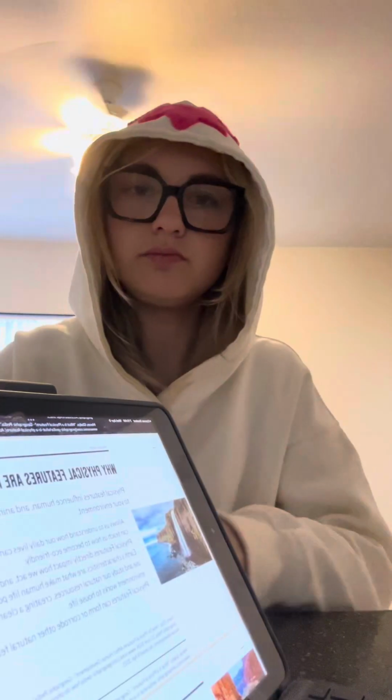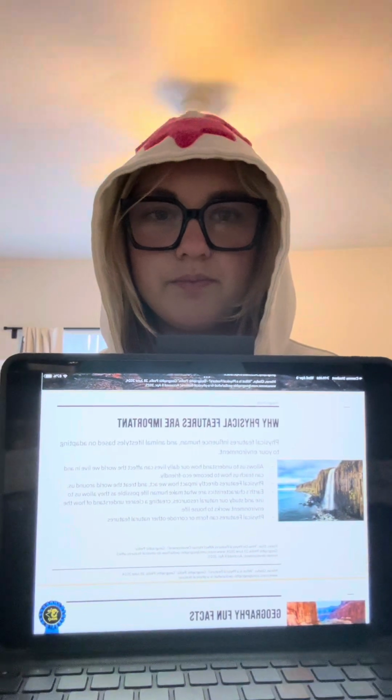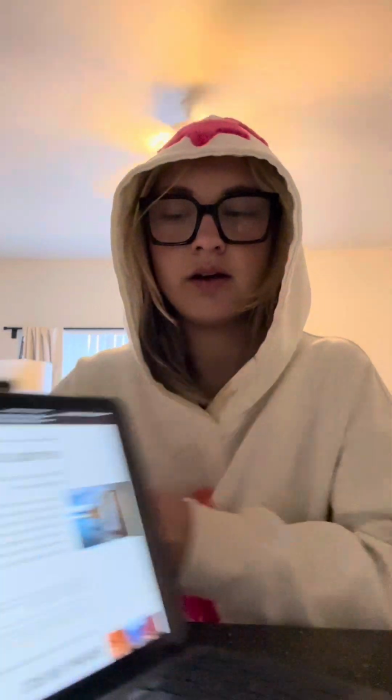Yeah. The sources that we use for those are how do physical features affect human development, as well as what is a physical feature. And then here's that slide.